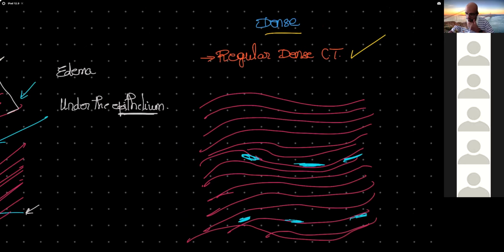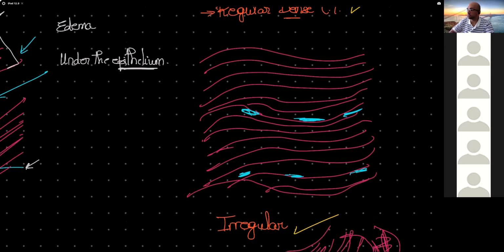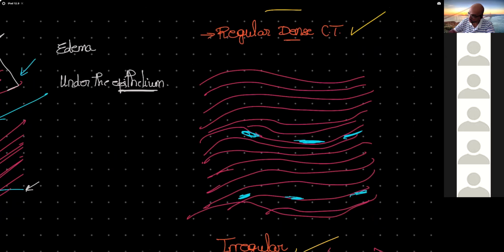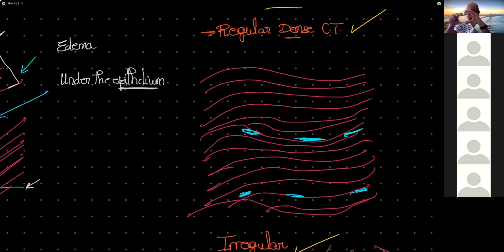How about this one? The thick bundles of collagen fibers, no spaces in between. So what is this? This is regular dense, and they have a regular pattern. All right, so you're able to figure out the regular dense from the irregular dense. Remember, regular dense.